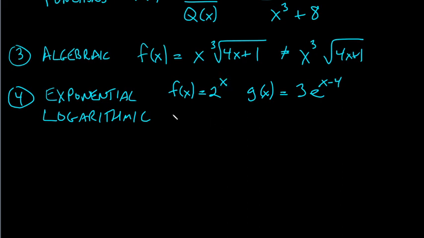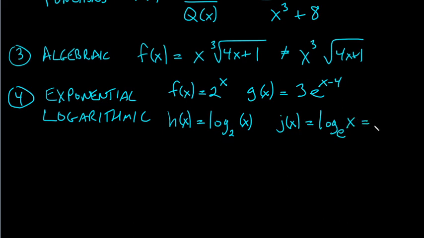Right? And then you have your logarithm functions. So that might be log base 2 of x, or it could be log base e of x. Running out of letters here. So j of x might be log base e of x, which is also better written as ln of x. Right? So natural log just means log base e. Okay, so we'll get to those a little bit later.